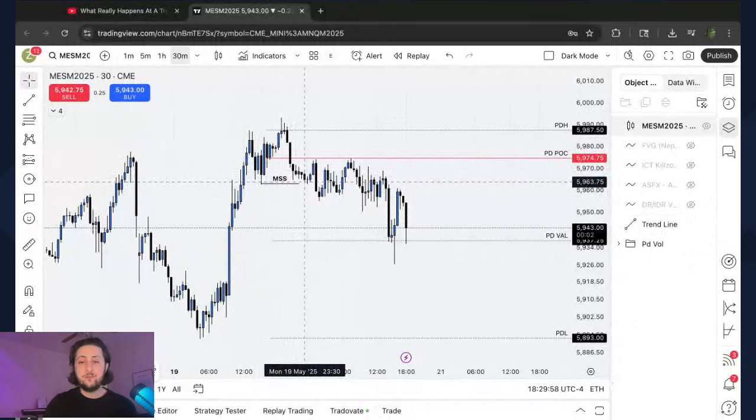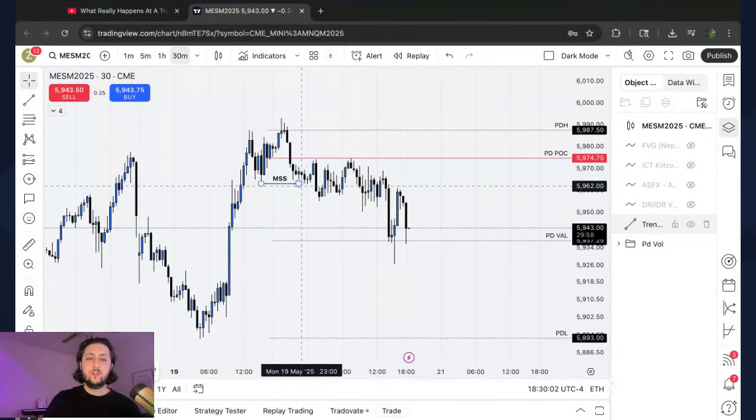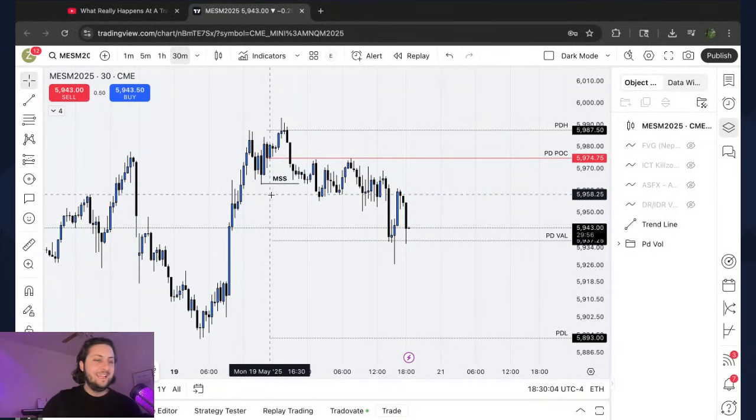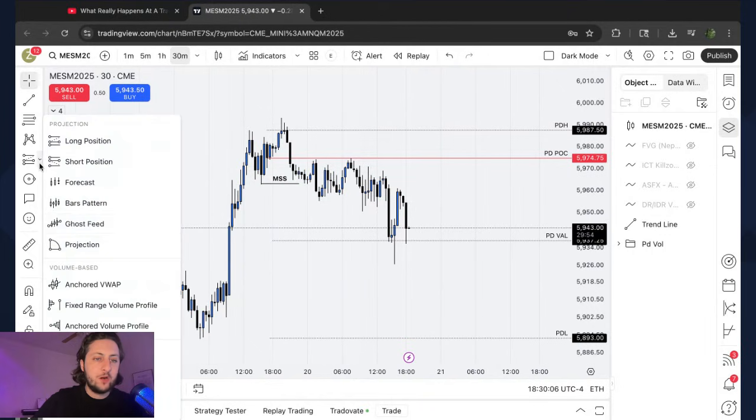Okay, a lot of people get confused on what a market structure shift looks like. They'll look at any little move like this on the chart.